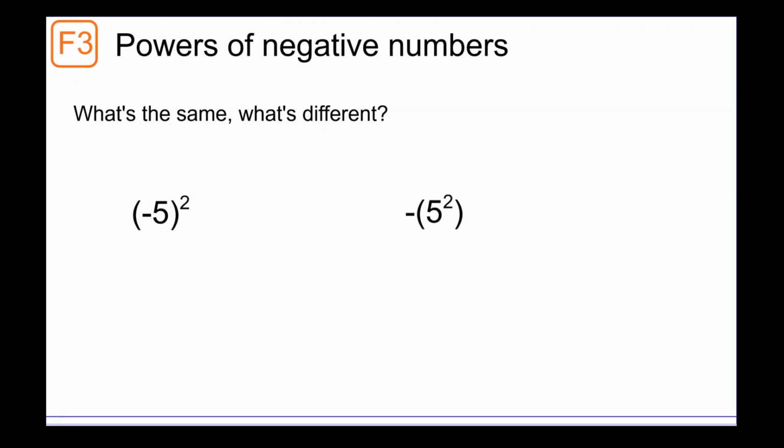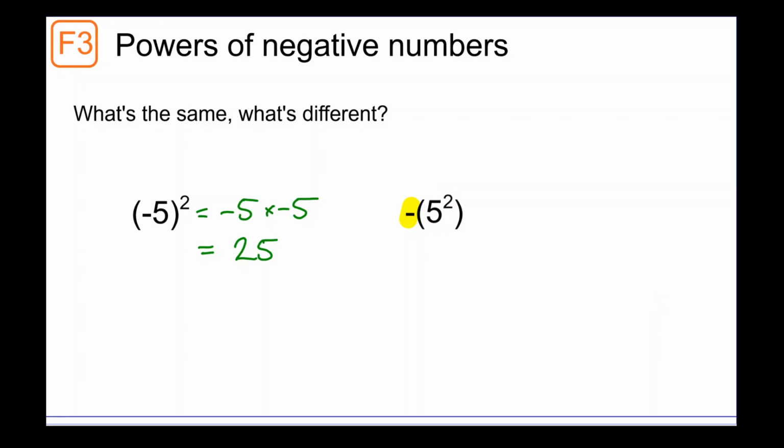Well, taking the left-hand side first, we've got a negative 5 inside some brackets, and that's squared. As we saw on the last slide, that just means negative 5 times negative 5, which is the same as positive 25. The difference on the right-hand side is that here, the negative sign is outside the brackets, so the thing that we have inside the brackets is 5 squared.